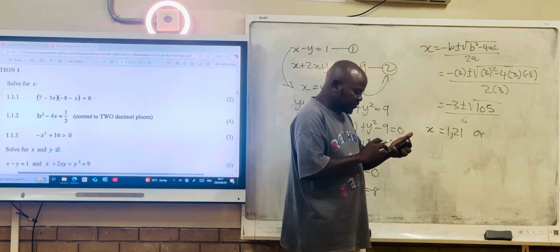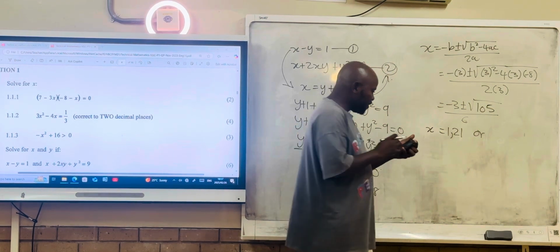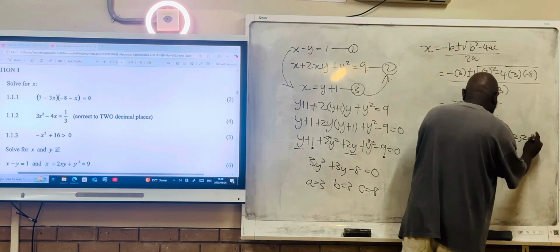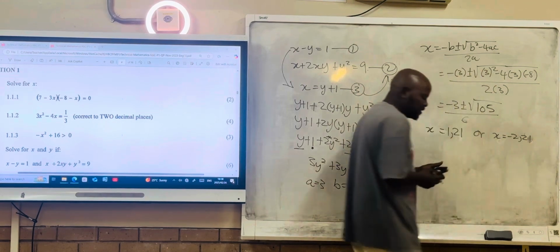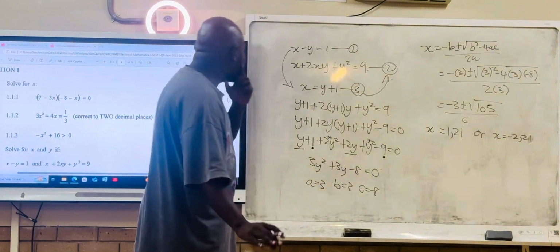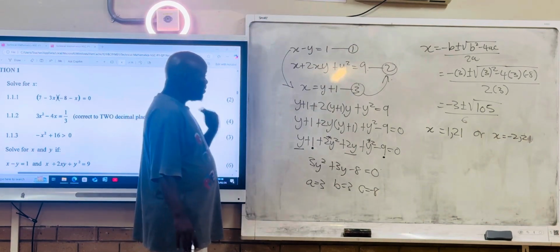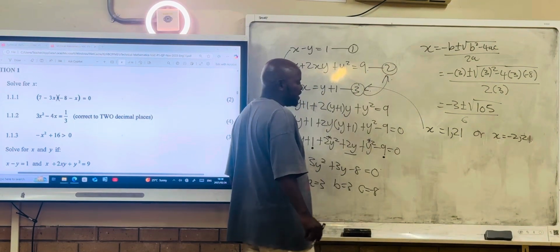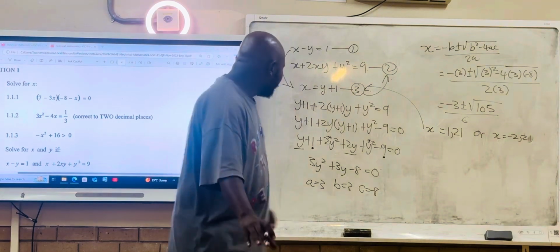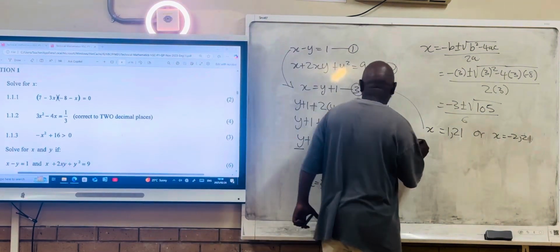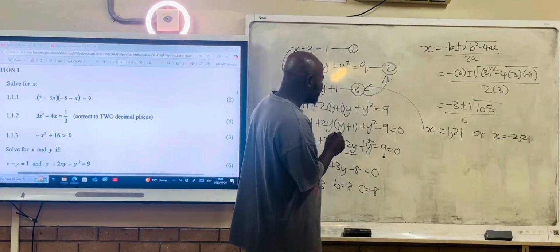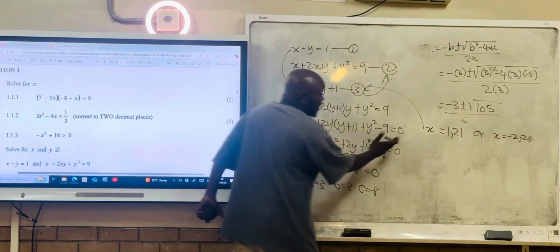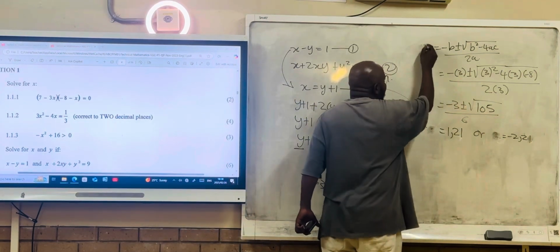Nice. This is our simultaneous equation. What we do now is take the x values to equation number 3. Sorry for this, let us fix this because we are dealing with y. These are our y values. We must fix our notation now.